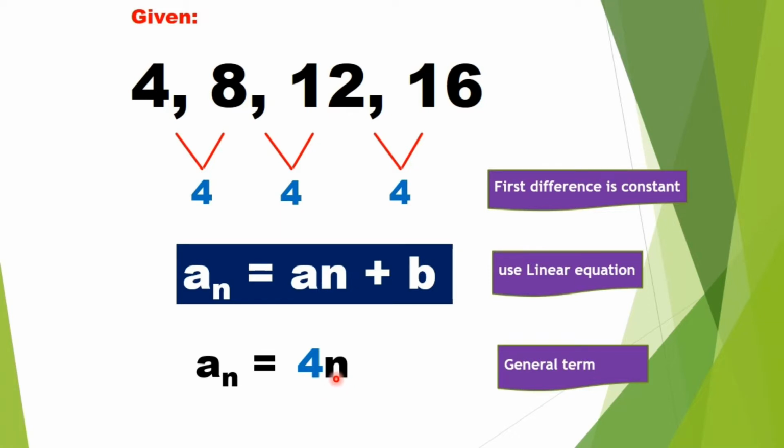To check, if n is 1, 4 times 1 is 4. If n is 2, 4 times 2 is 8. If n is 3, 4 times 3 is 12. If n is 4, 4 times 4 is 16.